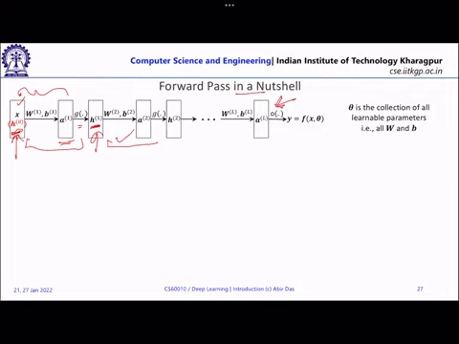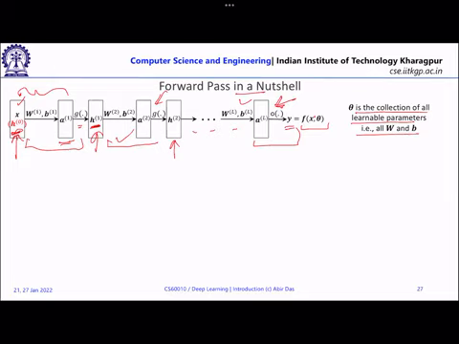So you get the pre-activation of the second hidden layer. Then you pass it through the activation function, so you get the activation of the second hidden layer, and so on until there are L layers. After that, the Lth layer is basically the output. This is your Y, which is equal to f(x, theta). Now, x is the input and theta is the collection of all learnable parameters, that is all W and B.